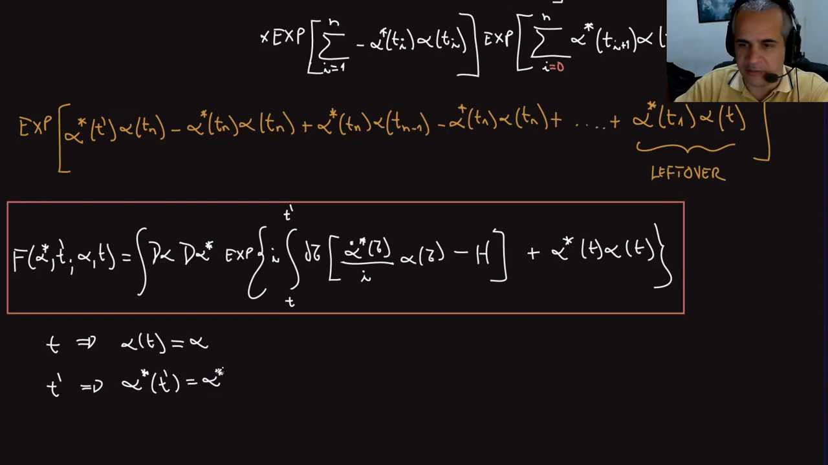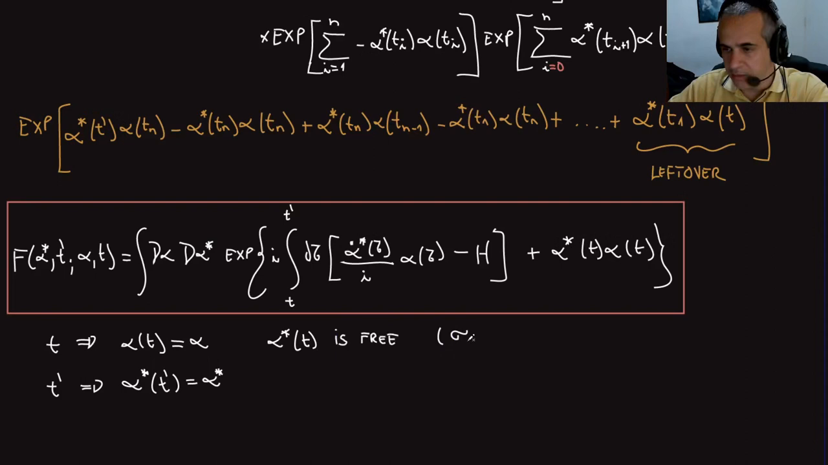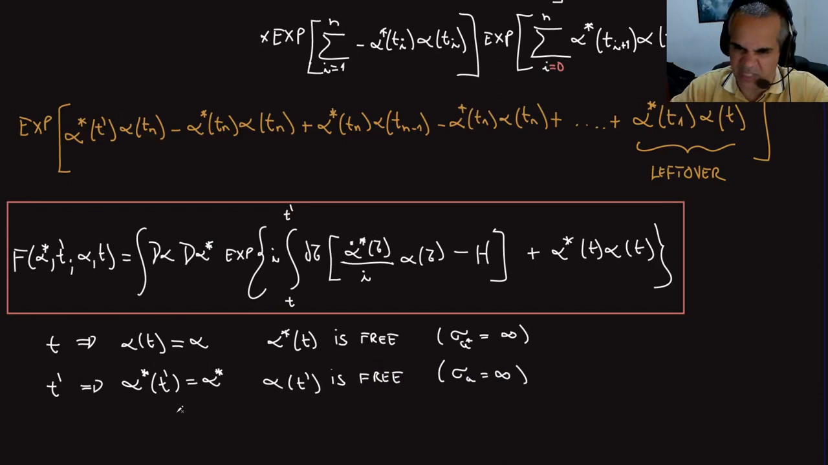That means that alpha star at time t, at this initial time t, is free, can be anything. That means sigma for measurements of a dagger is not zero, it's infinity. And alpha at time t prime is also free. I don't know alpha at the final time. That means sigma of a is infinity at this point in time. So those are the boundary conditions that I can use.